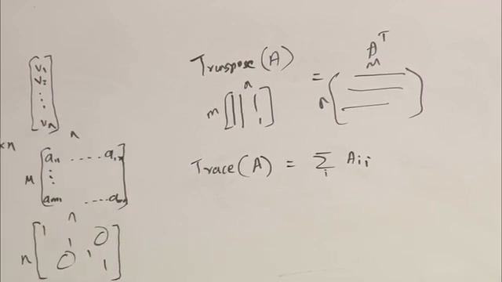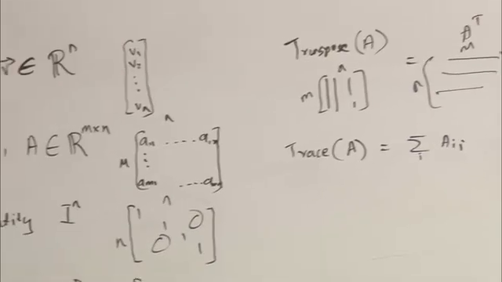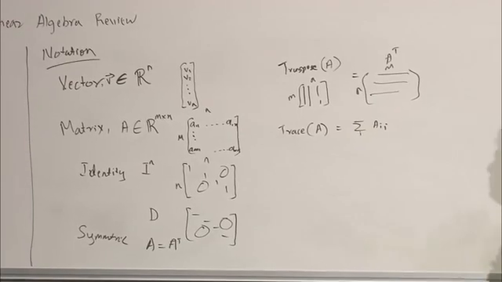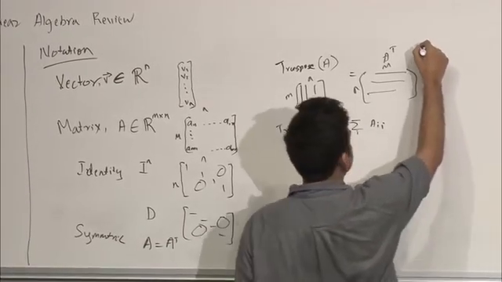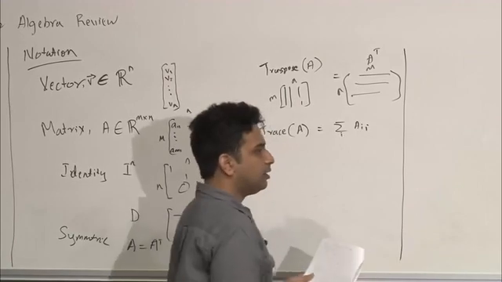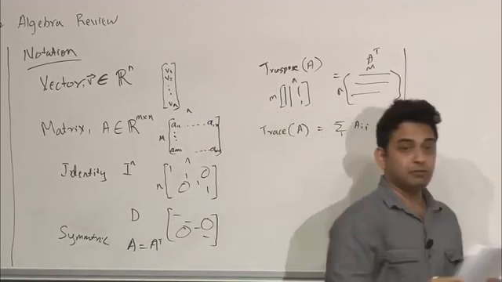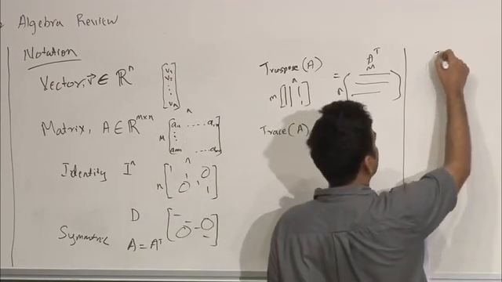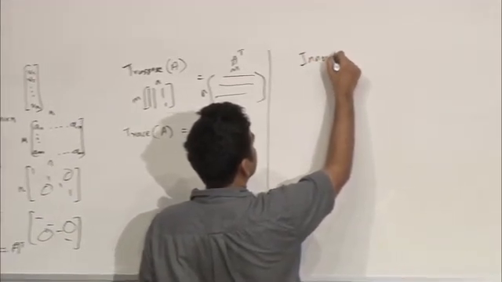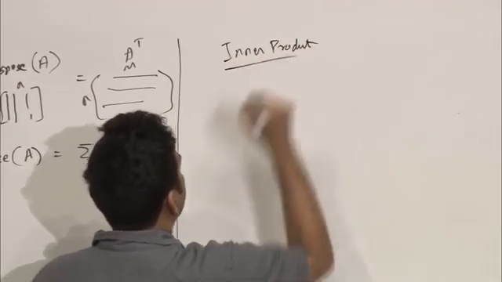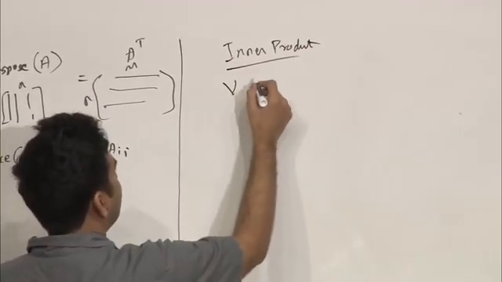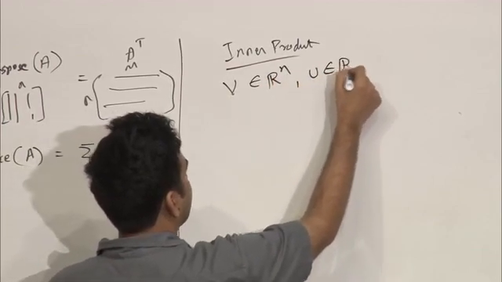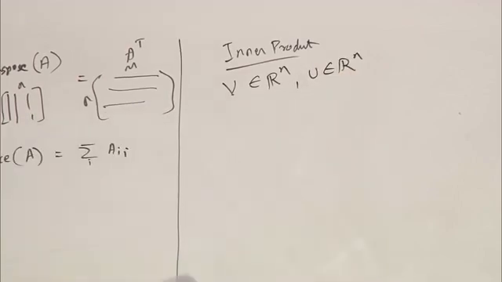So we have vectors, we have matrices. Just by themselves, they're not very interesting unless you can combine them in some way. So we will see how we can combine them. The first operation we'll be seeing is taking two vectors and defining what we call an inner product between two vectors. Let V be a vector in R^n, and U also be a vector in R^n. They need to be of the same dimension.